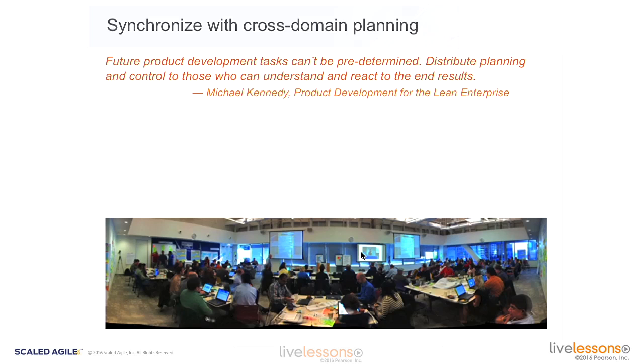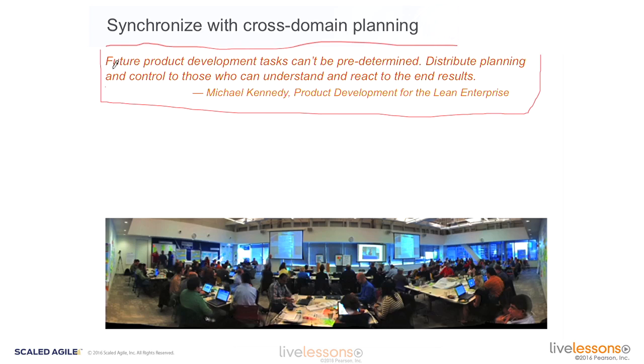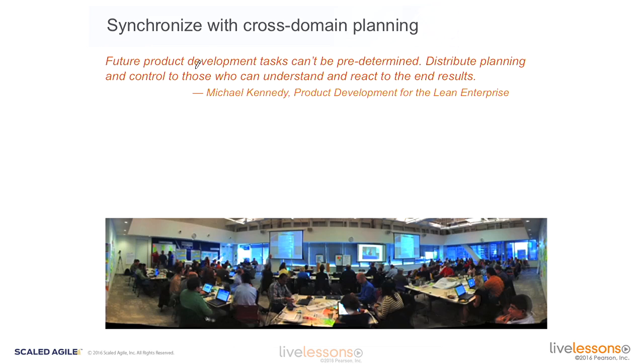So how do we do that synchronization? We synchronize with cross-domain planning, and we're pretty stiff about that with SAFe. SAFe is a framework, and you don't have to do everything. Yeah, but you have to do this. And why? Because future product development tasks can't be predetermined. Distribute planning and control to those who can understand and react to the end results. Michael Kennedy's book, Product Development for the Lean Enterprise, an excellent book on thinking lean, basically says, stop trying to predict what happens 6 months out.